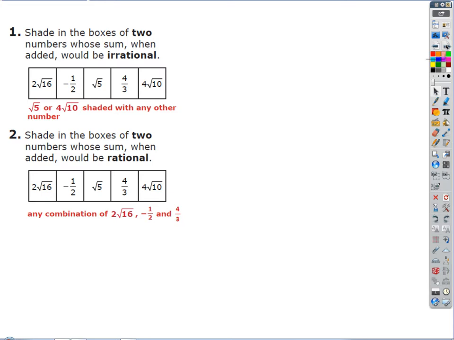Okay, shading the boxes of two numbers whose sum would be irrational. Well, the sum of the two is going to be irrational if either one of the numbers is irrational. So, square root of 5, now that one's not irrational. The square root of 16 is just 4. But that one's irrational and that one's irrational. So either one of those by themselves with another number or those two together, all those would be fine.